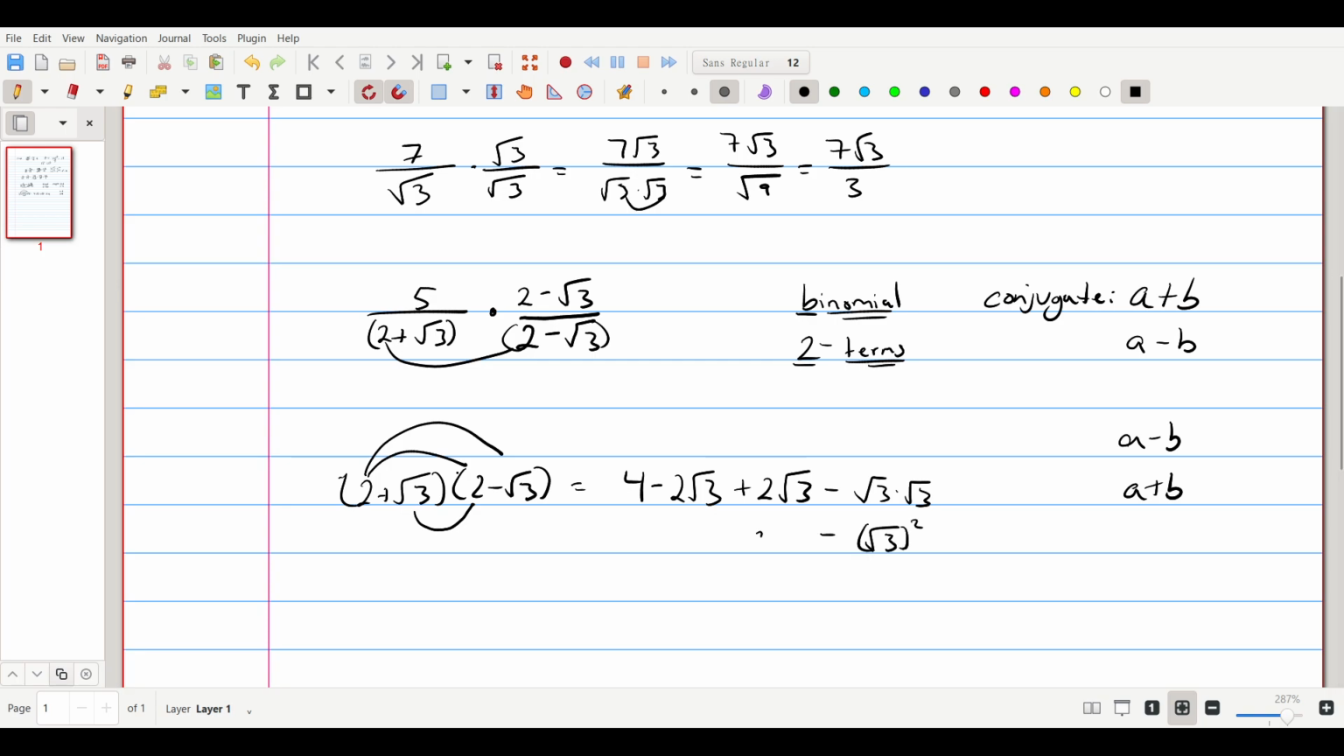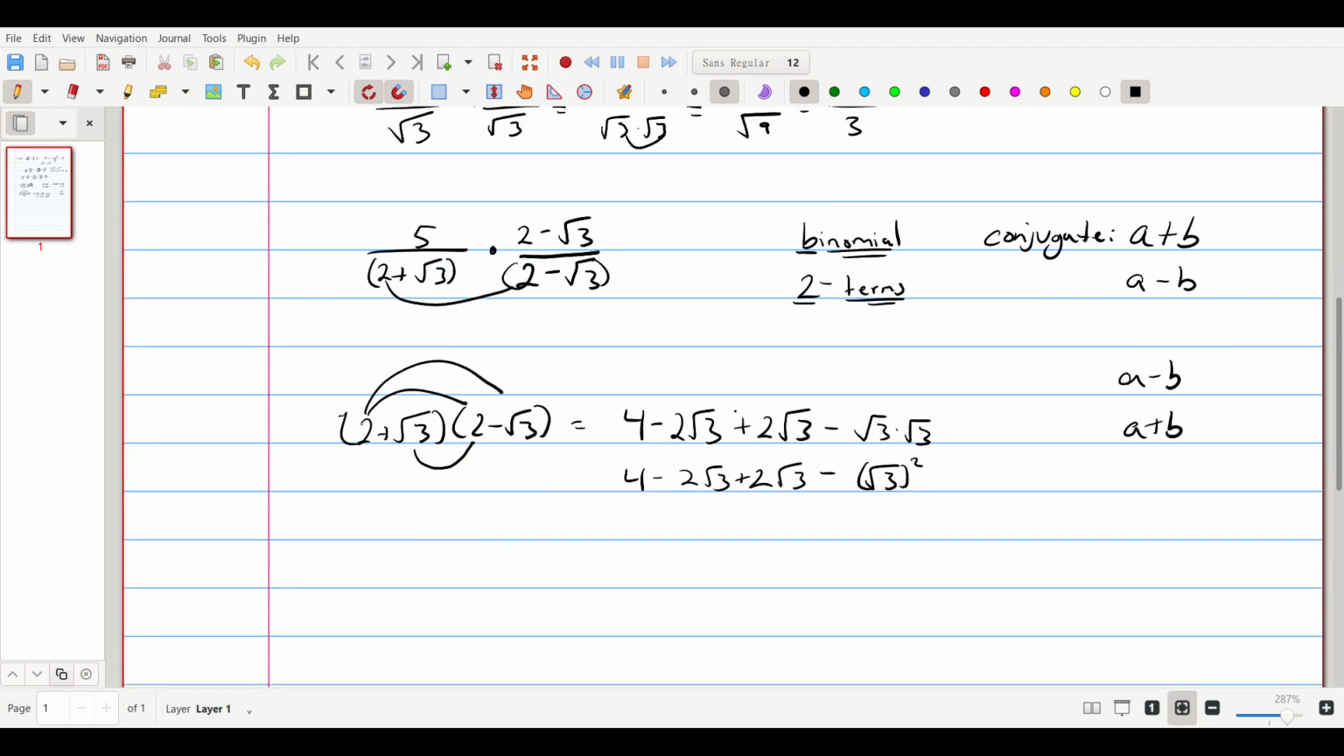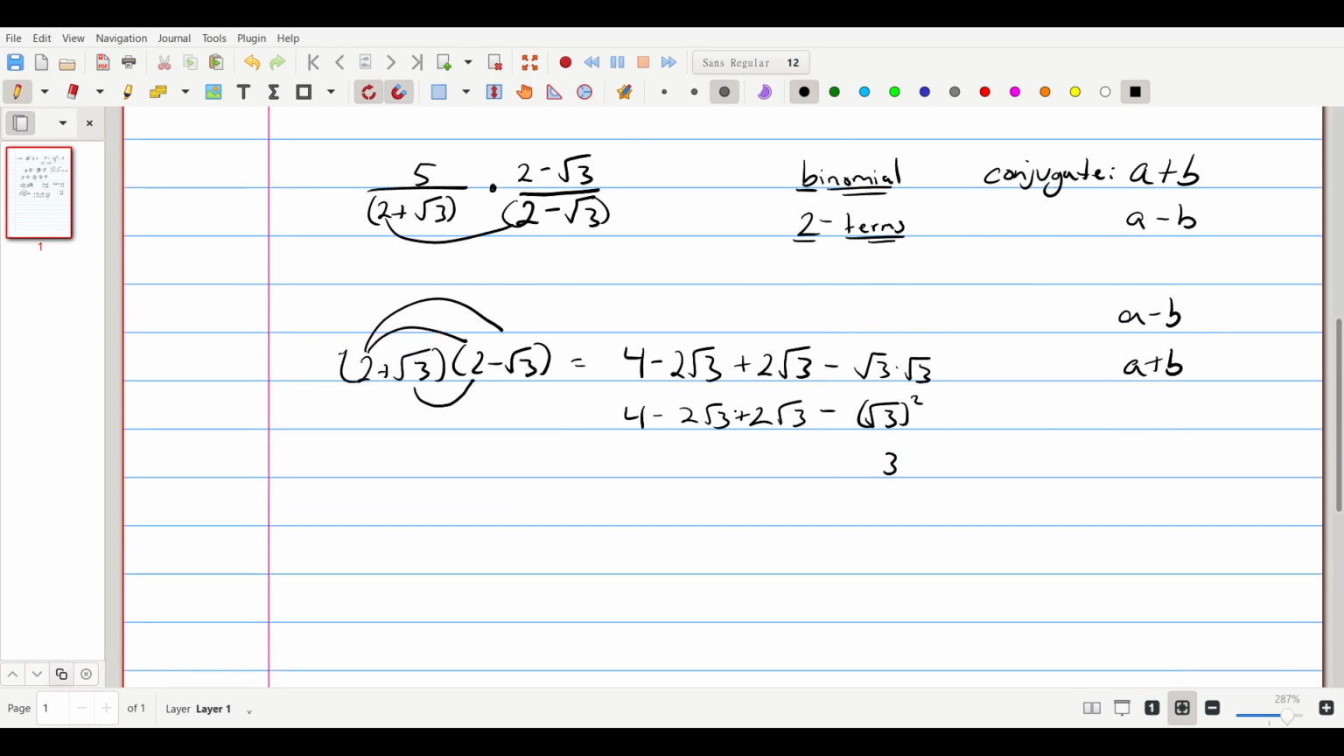And remember that the square of a square root is just the number on the inside by itself. I'm just bringing everything else down. And so this will become a 3, right? Okay. And notice how the terms in the middle are the same. It's a negative 2 square root 3 and a positive 2 square root 3. They're the same, but they just have different signs. So these middle terms will always become 0 when you use the conjugate. It's always going to be 0. Okay? That's just a pattern. And so, what do we have left? We just have 4 minus 3, which becomes 1.